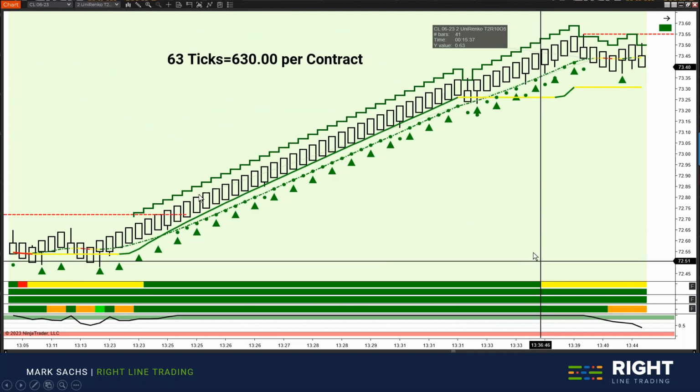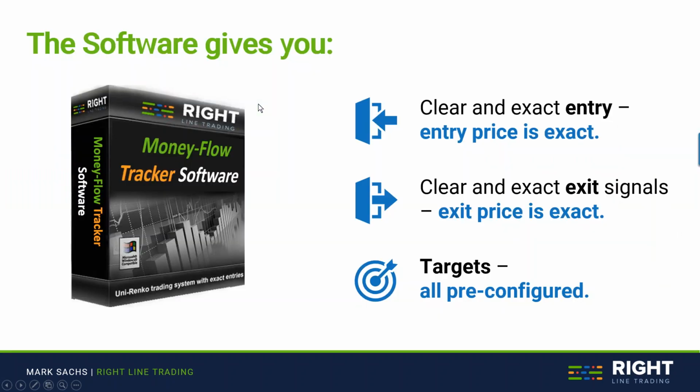Waited for it to break, entered on the pullback here, and this trade exited when the 15 changed from green to yellow or red. 63 ticks. That's $630 per contract. So the money flow tracker software gives you clear and exact entries, clear and exact exits, and we have pre-configured targets.